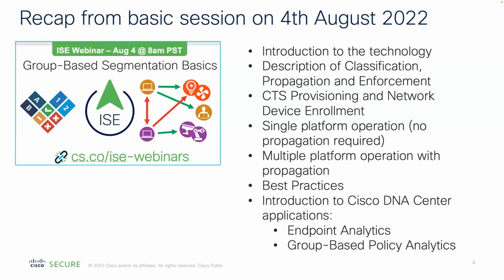And then I covered a couple of use cases. So a single platform, if you've got 2 endpoints on a single platform, and you're sending data from one endpoint to another, then you can enforce, and I showed that use case. The next one is multiple platforms. Of course, if you've got endpoints on different platforms, then you need to propagate normally the source SGT from the source to destination. So that includes propagation. So we talked about that previously. And we covered some best practices, and then an introduction to a couple of security policy access or SPA apps on Cisco DNA Center, being endpoint analytics and group-based policy analytics. So that's what we covered before.